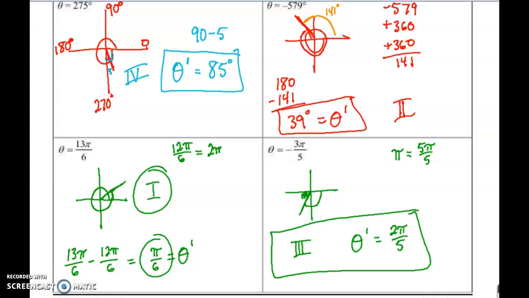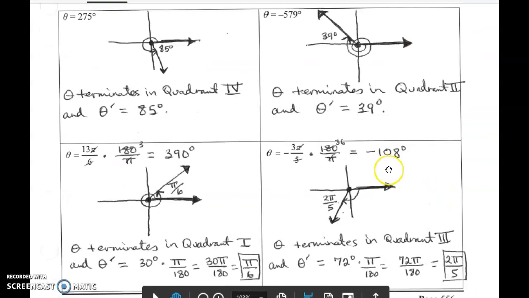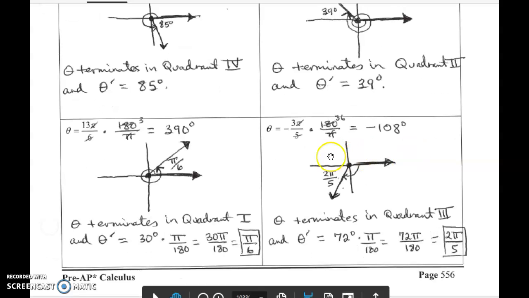And I'll share the answer key just to kind of give you a... Oh, that's exactly what he does. The answer key changes it to degrees, finds the reference angle, and changes it back.